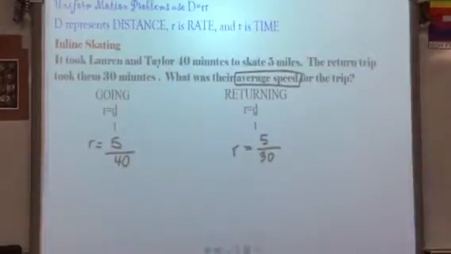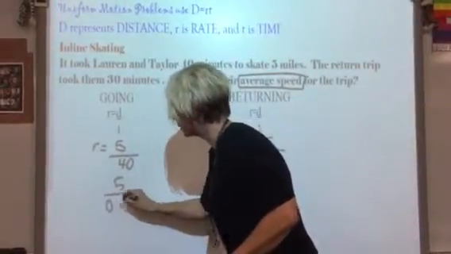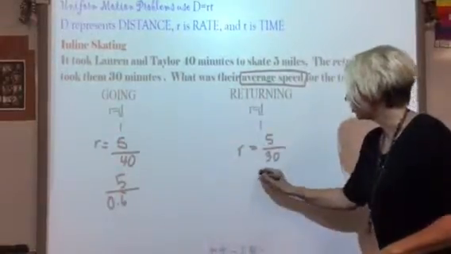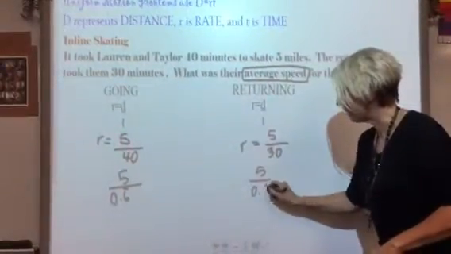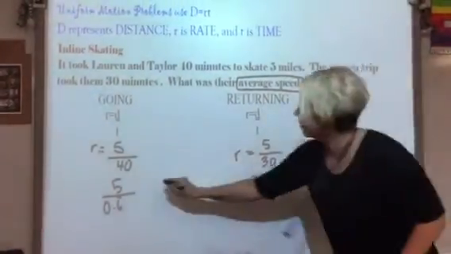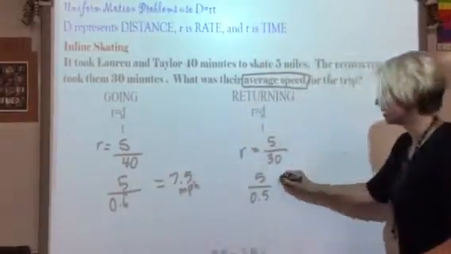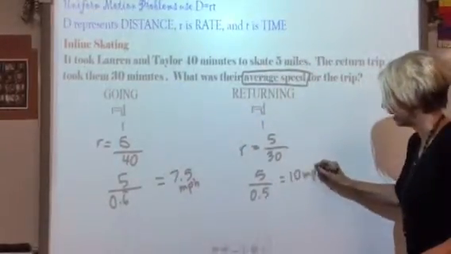So on the going trip, we have 5 divided by about 0.6 repeating. And on the return trip, we have 5 divided by 0.5. So our going rate is going to be about 7.5 miles per hour, and our return rate is going to be about 10 miles per hour.